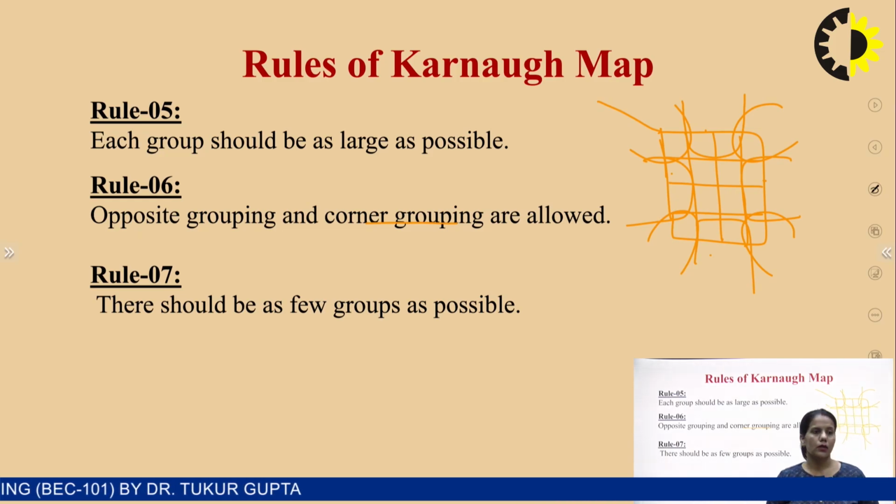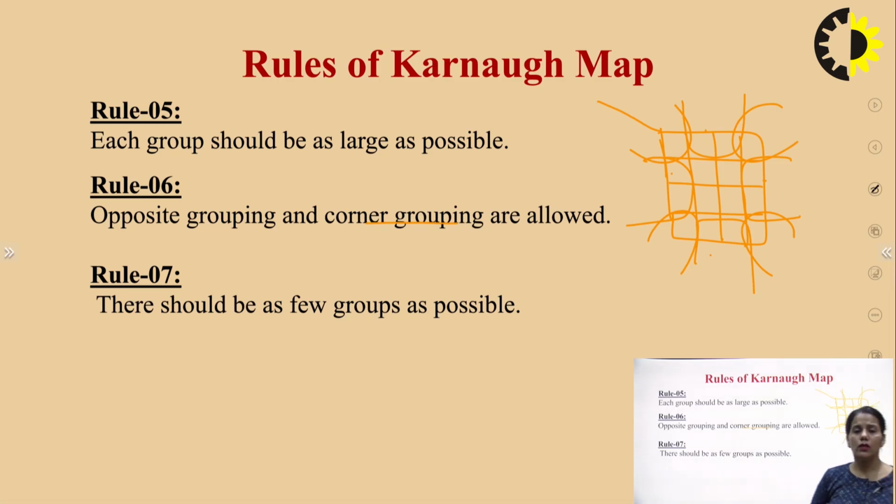These are allowed. Rule 7 says that there should be as few groups as possible. You should look for the larger groups, and when you make the larger groups, obviously you will land into fewer groups, a lesser number of groups. So you have to keep a check on this, that there should be as few groups as possible. The number of groups should be very small.